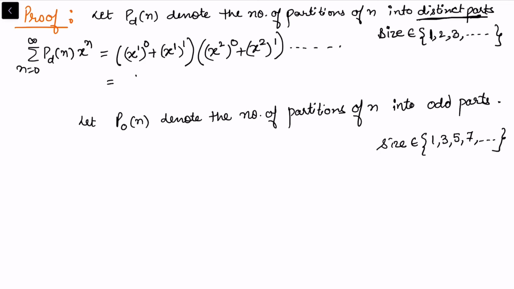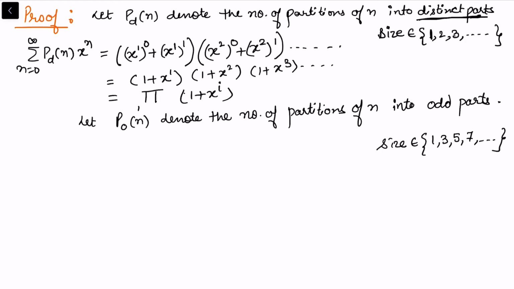So we got the generating function (1 + x^1)(1 + x^2)(1 + x^3) and so on. And we can write this as the product of (1 + x^i), i varying from 1 to infinity. So this becomes the generating function for partitions into distinct parts.